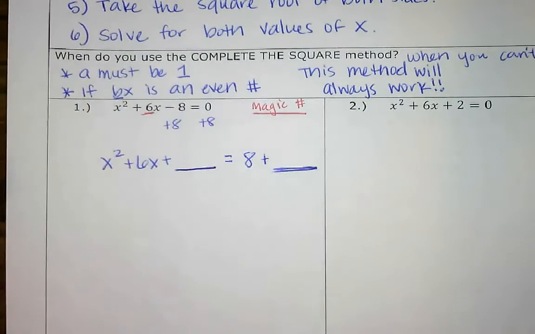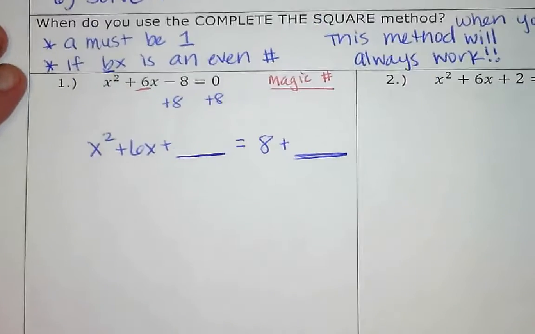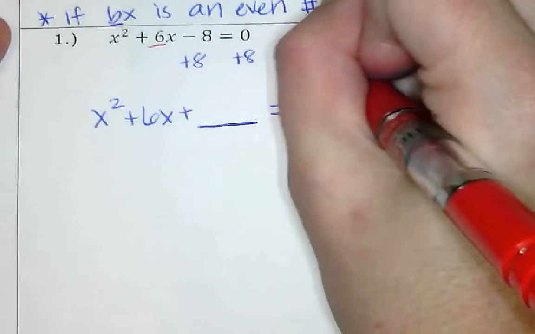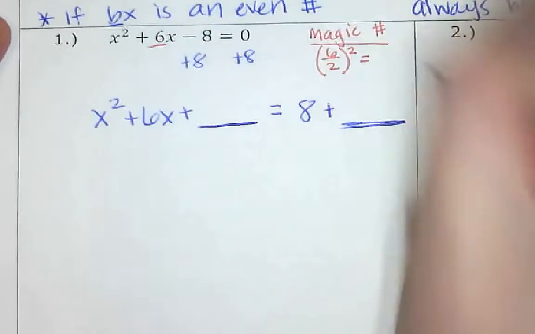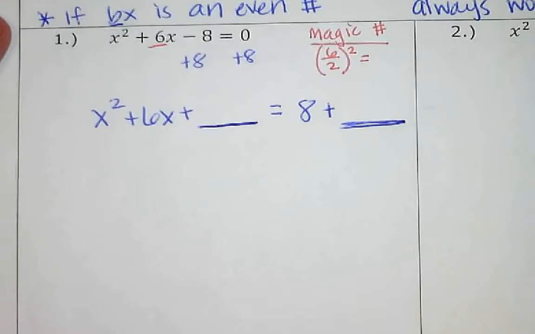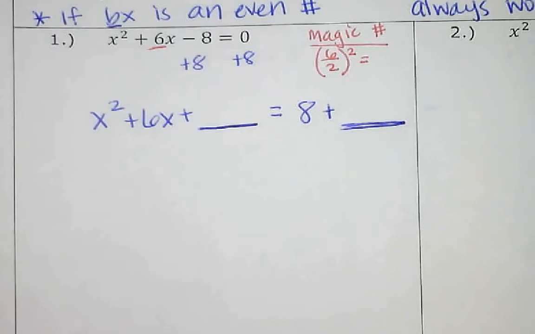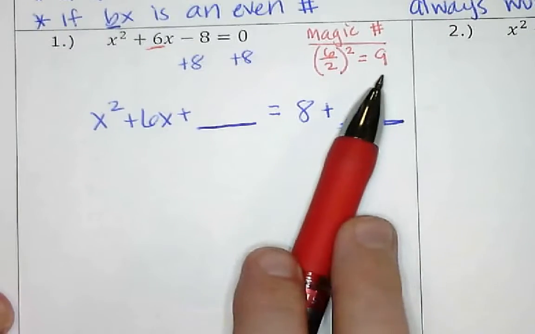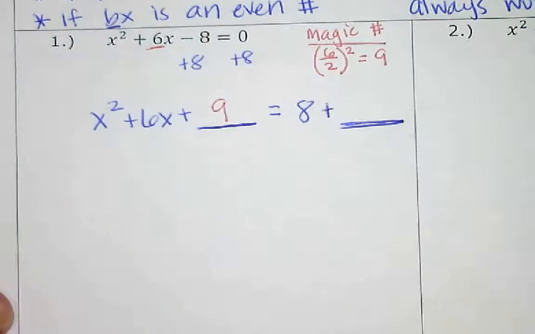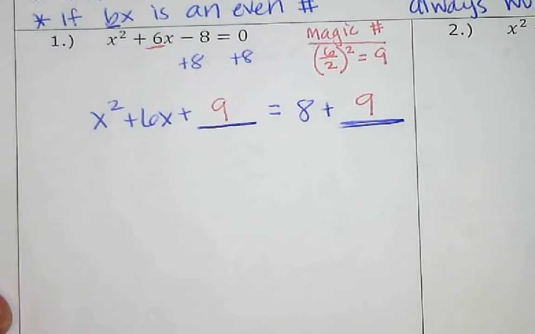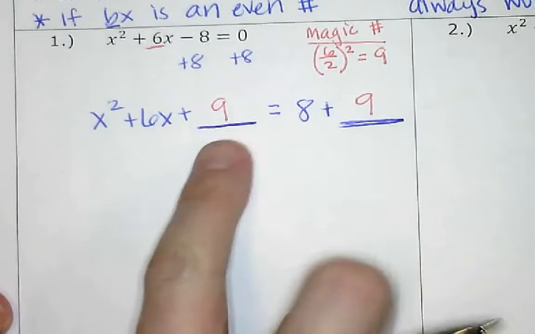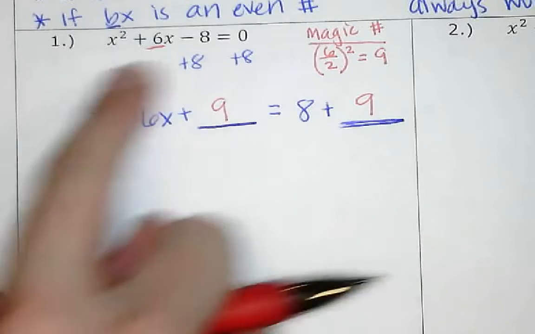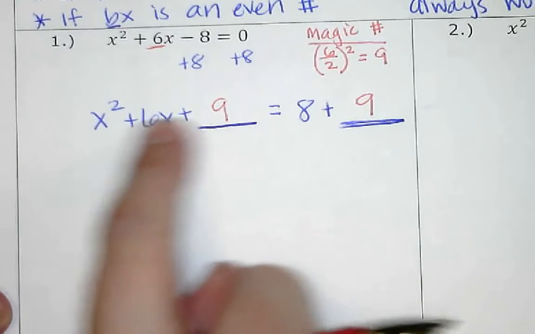I'm going to zoom in a smidge so y'all can see better. So the magic number is b, so that's 6 over 2 squared. 6 divided by 2 is 3, and 3 squared is 9. So my magic number is 9. If I put a 9 right here and a 9 right there, if I add 9 to both sides, then I have created a perfect square trinomial on the left. Do y'all see that?